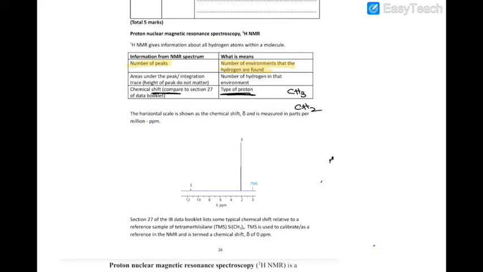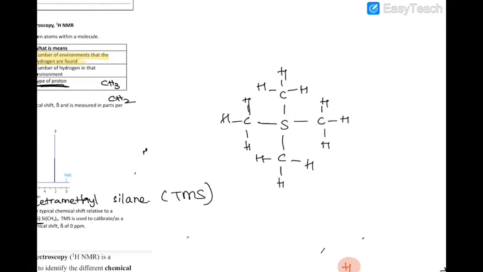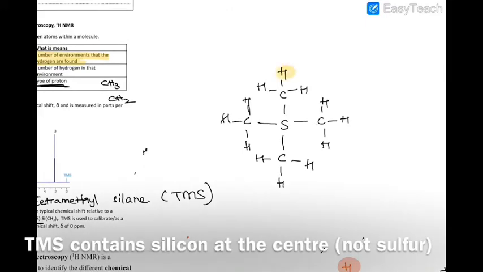Now the chemical shift value is a relative value and it's taken with reference to the TMS molecule, tetramethylsilane, which is TMS. Now if you look at the TMS molecule, you see that all these hydrogens are bonded to a carbon, which is bonded to a silicon, and then to a CH3. So all these hydrogens are in the same environment. So you have many hydrogen atoms in the same environment. This leads to a very strong peak.